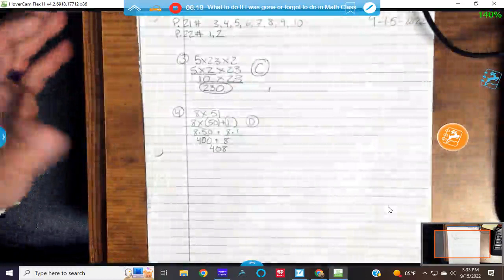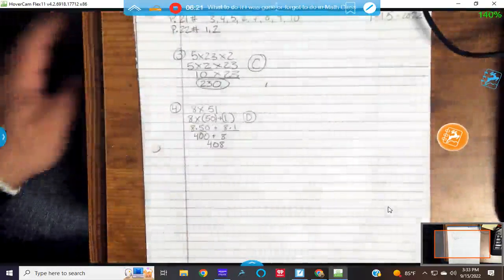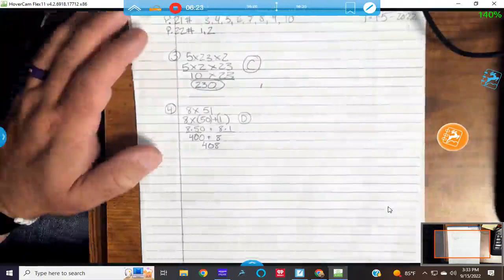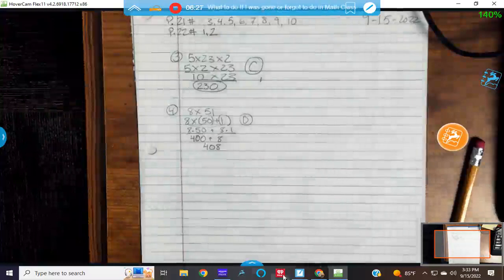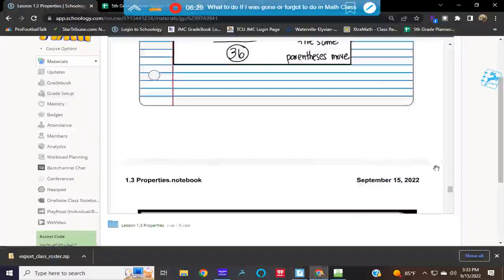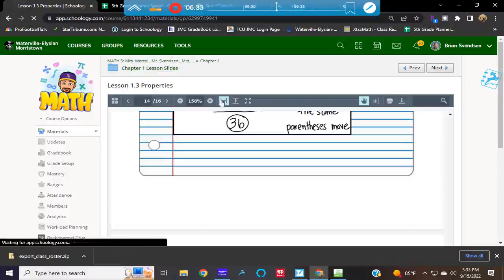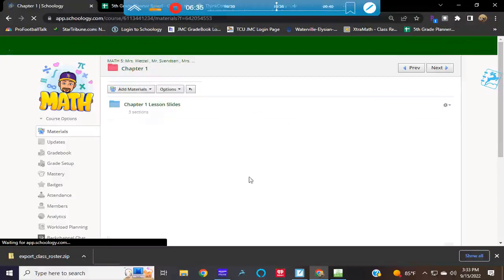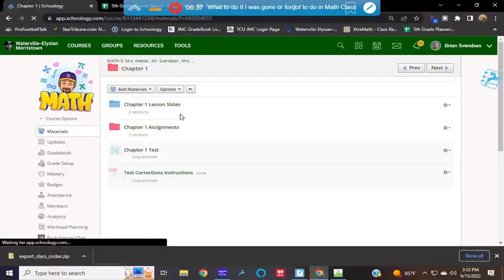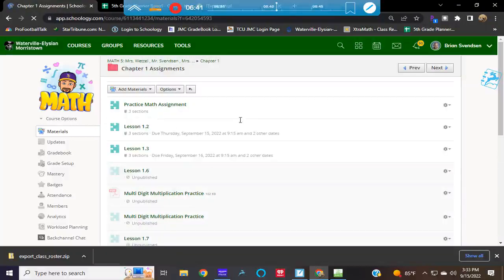So let's say that I am done with numbers 3, 4, 5, 6, 7, 8, 9, 10, 1, and 2. Once your white loose leaf paper is filled in, we're going to come back to our Schoology page. I'm going to go back to chapter 1. And underneath lesson slides in this red folder, it says chapter 1 assignments. Okay, today's assignment was 11-3, due Friday, September 16th, 2022.